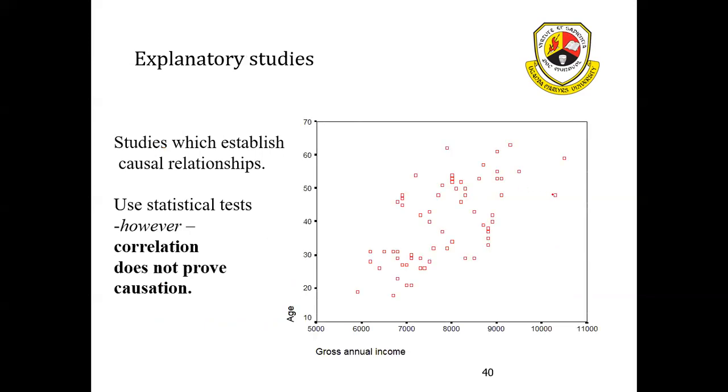Explanatory studies are largely quantitative research. These are studies that seek to establish causal relationships. So you have a hypothesis, which is making an assumption that this will cause this, and your study goes out to establish: is this true? Is there an actual causal relationship between this and that?